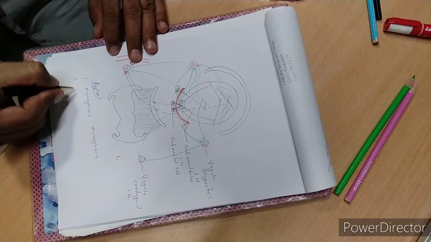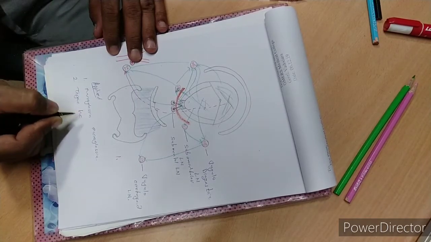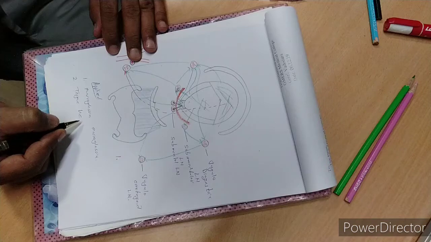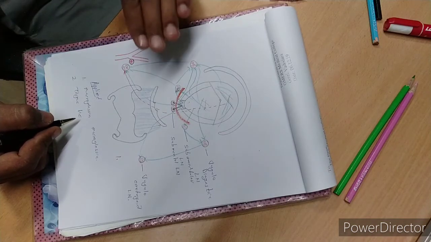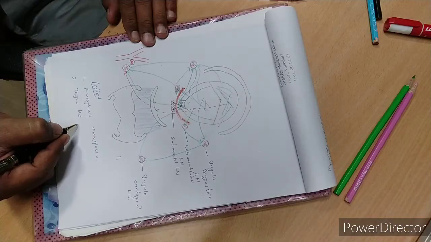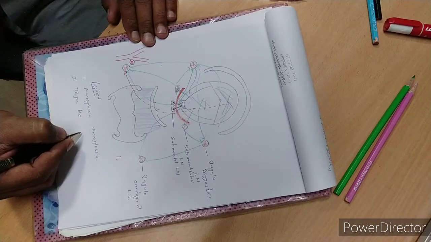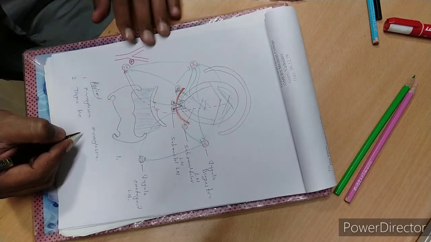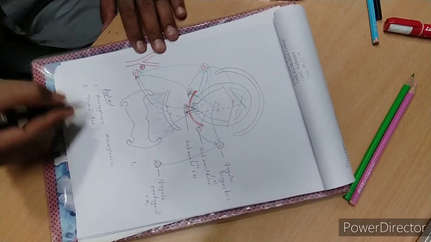Another is tongue tie, in which the frenulum is enlarged. Normally the tongue is free from the floor of the oral cavity, but sometimes this frenulum is fused to the floor of the oral cavity, so the tongue does not have free movement. That is known as tongue tie.